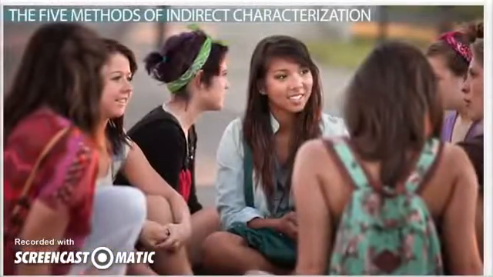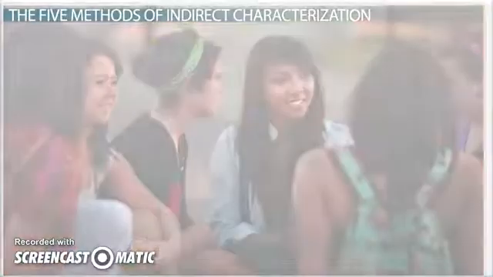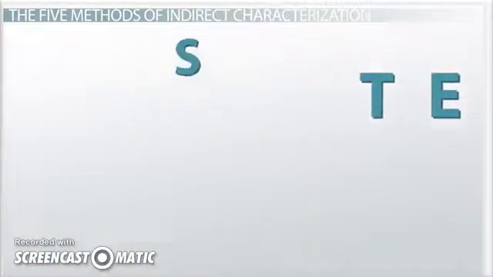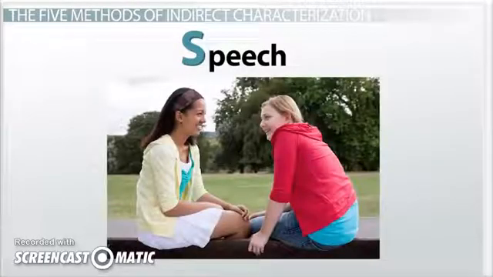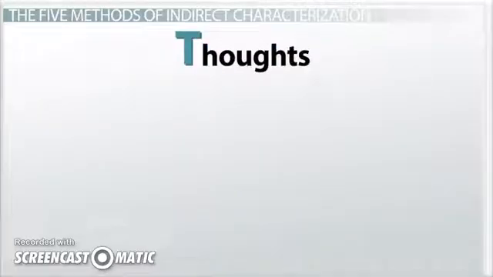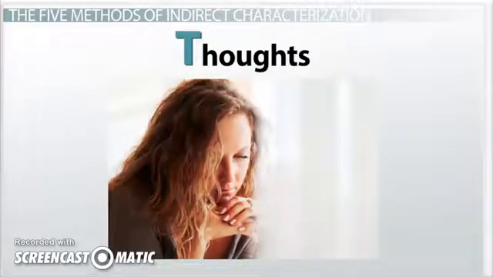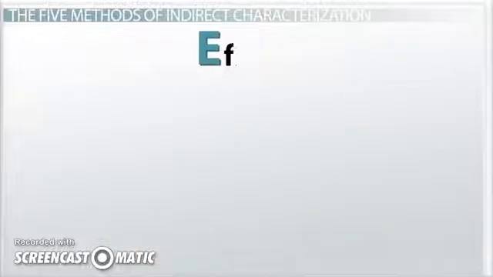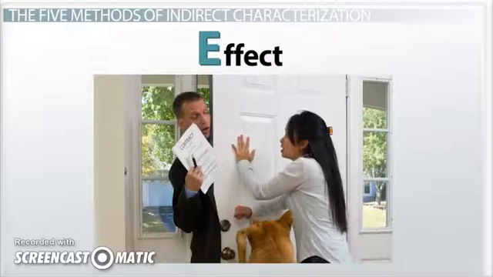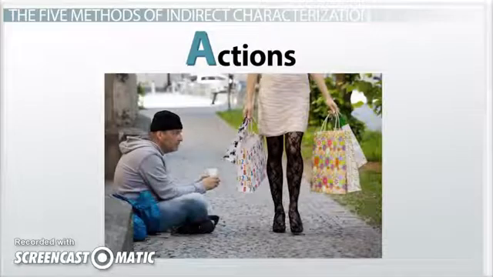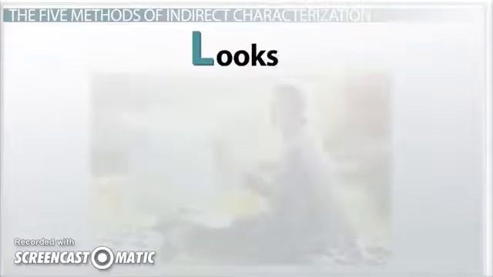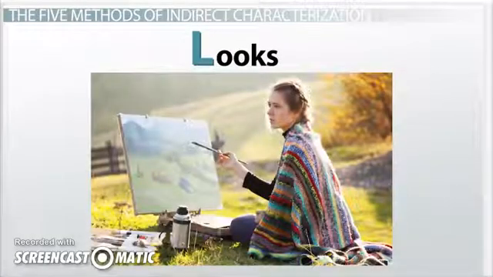To remember the 5 methods of indirect characterization, think of the word STEAL. It stands for the 5 methods. 1. Speech. What does the character say, and how does he or she speak? 2. Thoughts. What is shown about the character through his or her private thoughts and feelings? 3. Effect. What effect does the character have on other people? How do they feel or react to him or her? 4. Actions. What does the character do? How does the character act in different situations? 5. Looks. What does the character's appearance say about his or her personality?